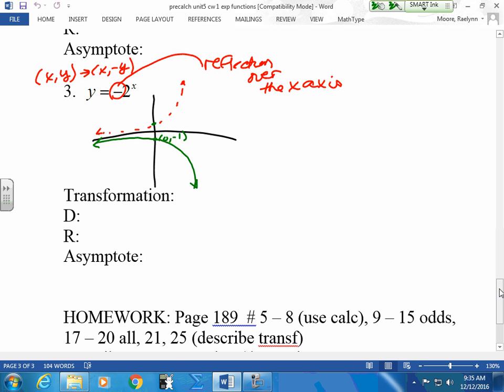Did my domain change? Yes or no? No. All real numbers. Did my range change? Yes. Because I reflected it, you come from the bottom. You're coming from negative infinity. Where are you going to stop? 0. Can I use 0? No. Did my asymptote change? Nope, I reflected over that asymptote. So my asymptote stayed the same. And my y-intercept just went to 0, -1.